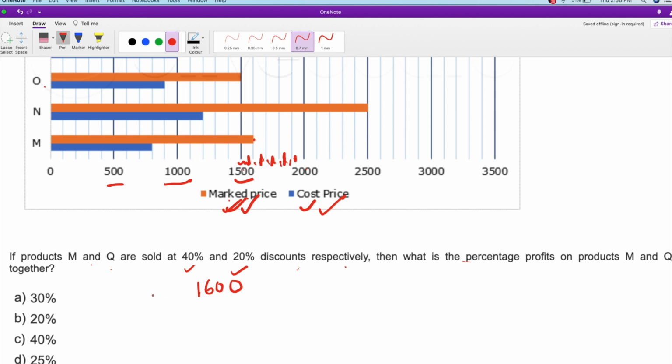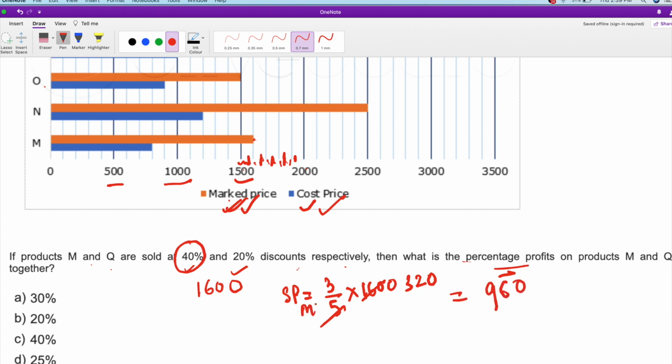We need to find out the selling price. Cost price is also given, and we need the percentage profit. Now there is a 40% discount, which means the selling price is 60%, which is 3 by 5 into 1600. So 960 is the selling price of M.